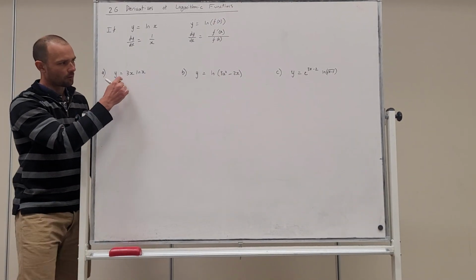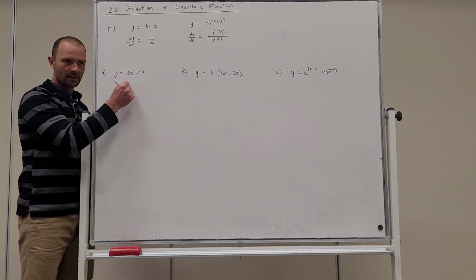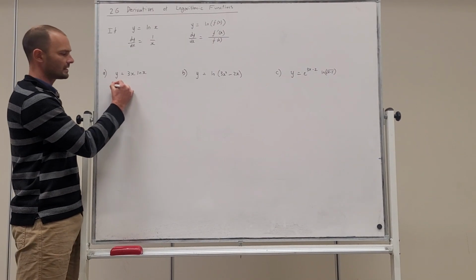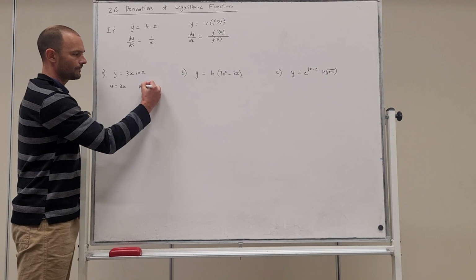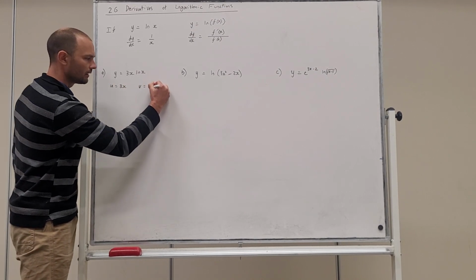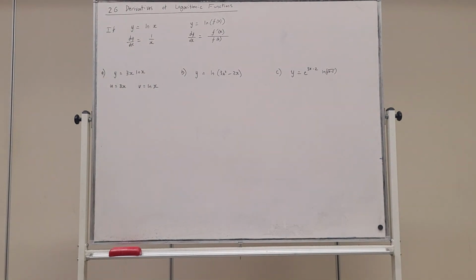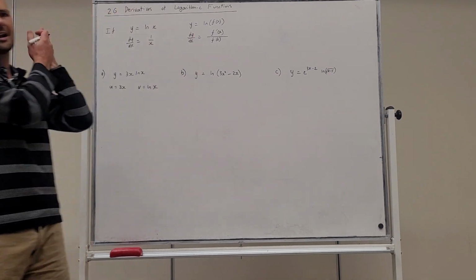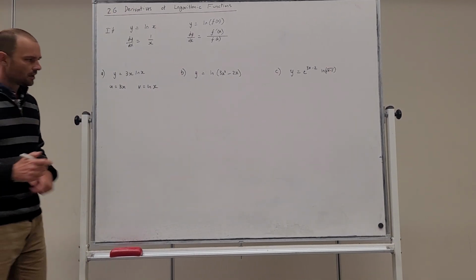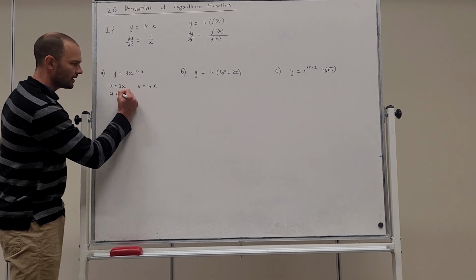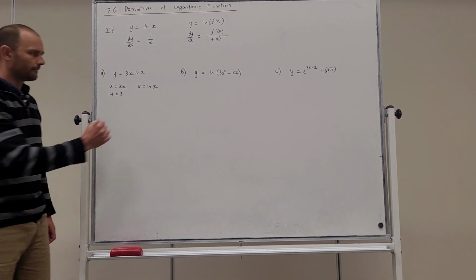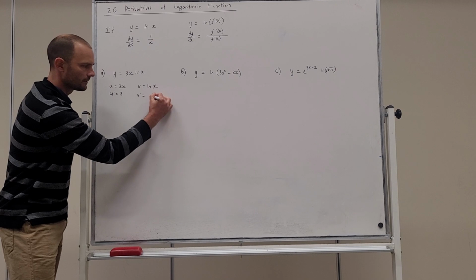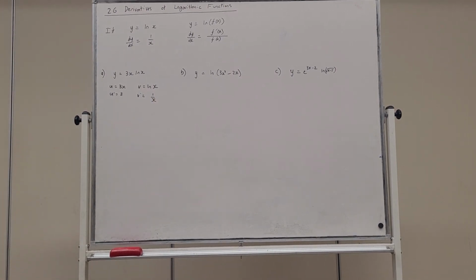So if we're looking at this one, we've got 3x times ln x. Whenever we see times, we have to use the product rule. So we'll identify u and v. u is 3x. The 3 is just a number, so it can belong to the x. We could just keep it out front as well if we wanted to. So then u dash will be 3. And for v dash, we have ln of x, the derivative is 1 on x, so v is ln x, v dash is 1 on x.